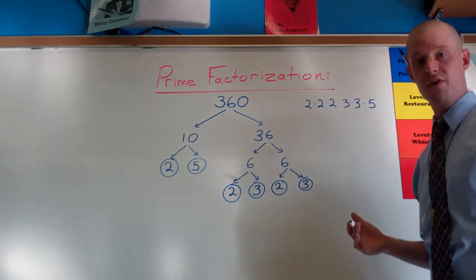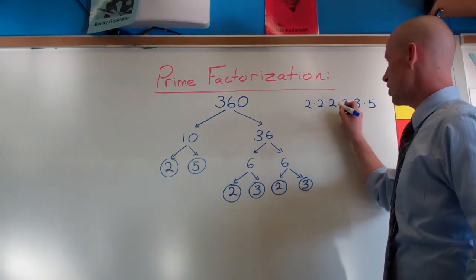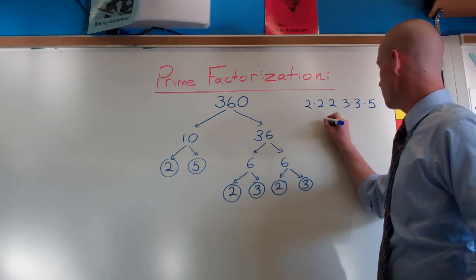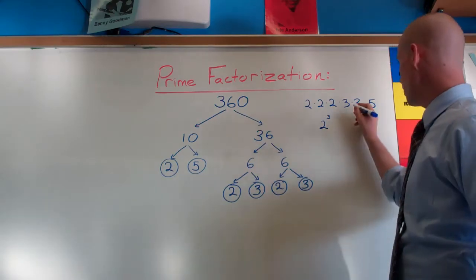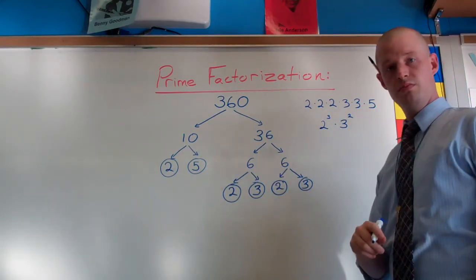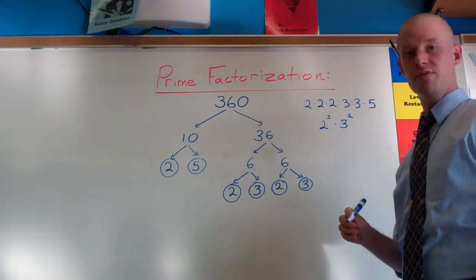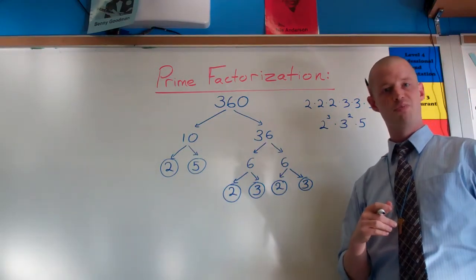To take it one step further, we can put this in exponential notation. That means that we have 2 times 2 times 2, which is the same thing as 2 to the 3rd power. From there we have 3 times 3, which is just 3 to the 2nd power. We have 5 just by its lonesome, so we just multiply by 5. That's prime factorization.